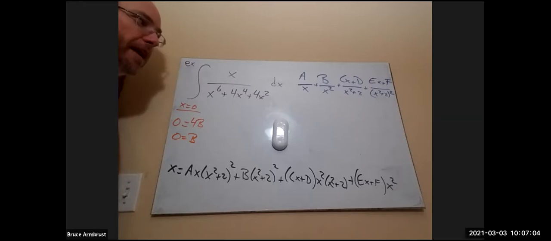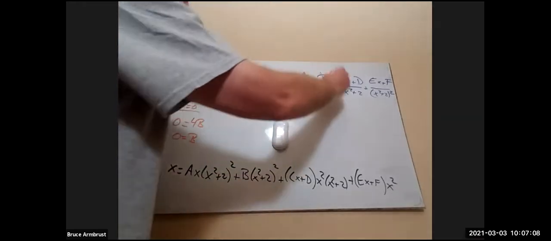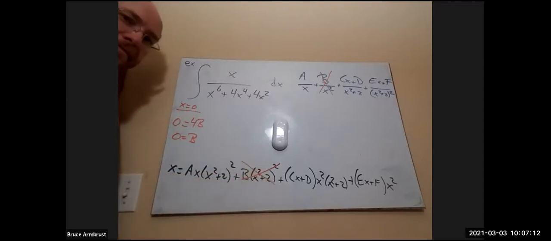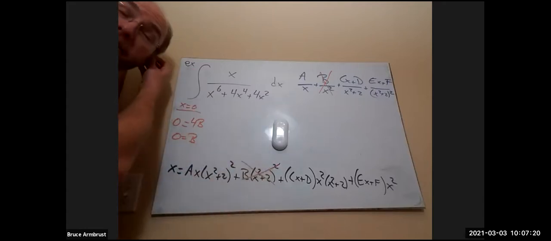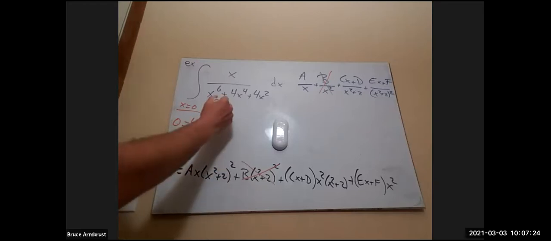Cool. And now that I know b is 0, I would immediately cross that off and cross that off, because it's not even there. It'll make it a little bit easier for us. But now it's just a matter of choosing x's. I'll do one more for you. Let's plug in 1.